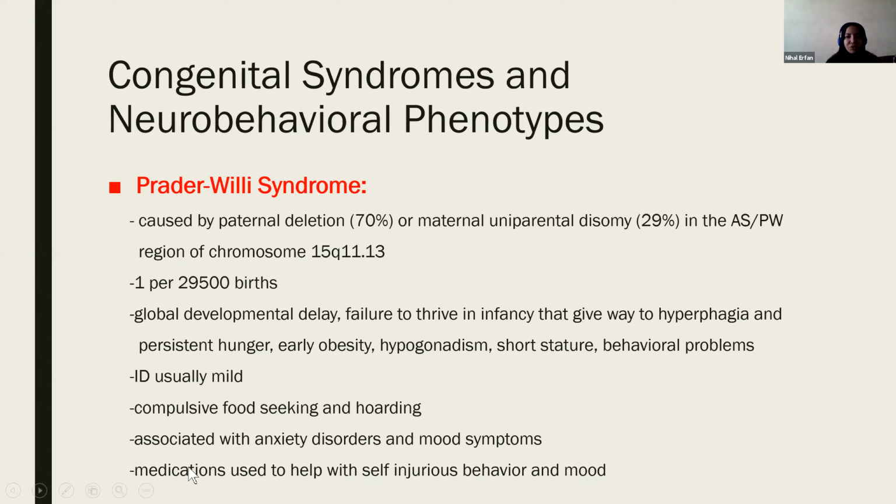Okay, and we do use medications to help reduce self-injurious behavior and mood. But again, we have to be very careful because antipsychotics that could be used to reduce self-injurious behavior will make their appetite worse. So when you're assessing a child, obesity and weight is one of the essential parameters we have to look at, because there's no point in reducing their aggression and then making them put on weight and putting them at risk for diabetes.